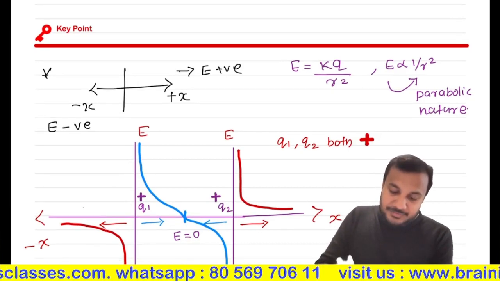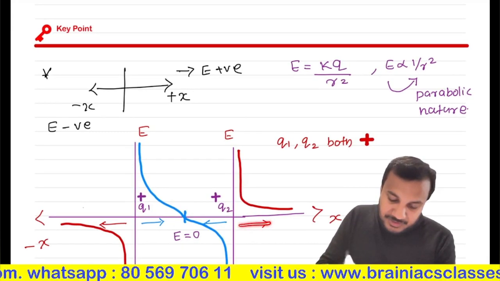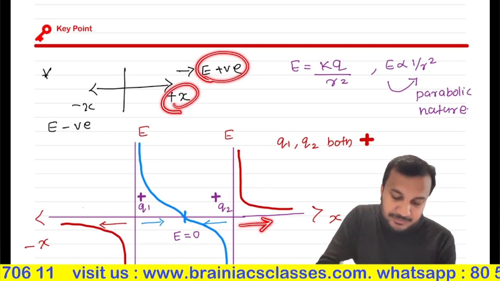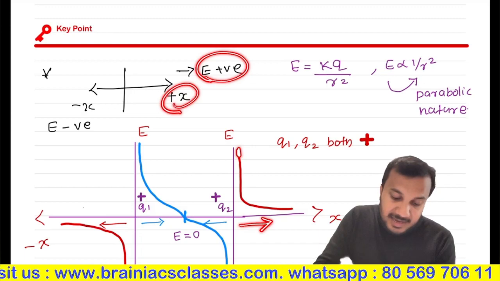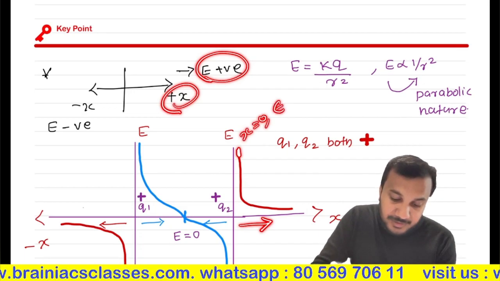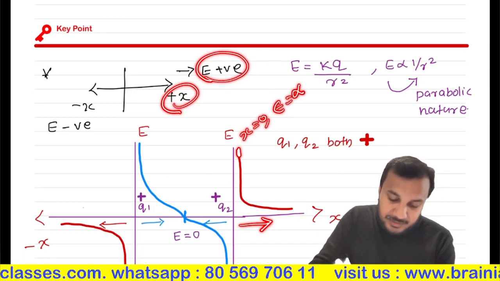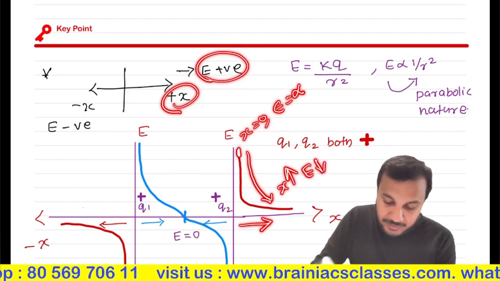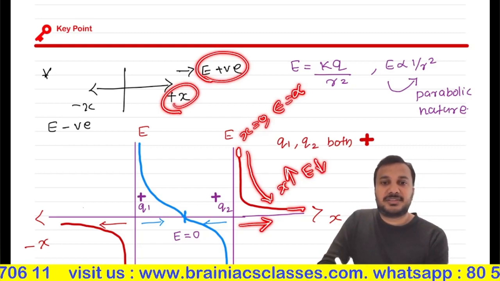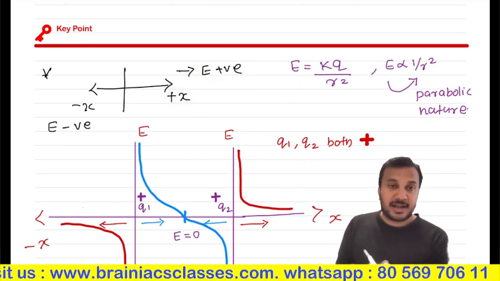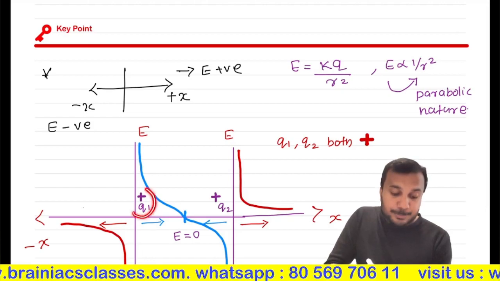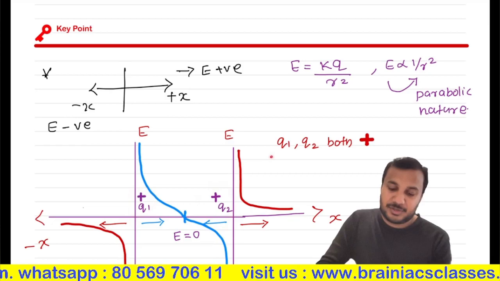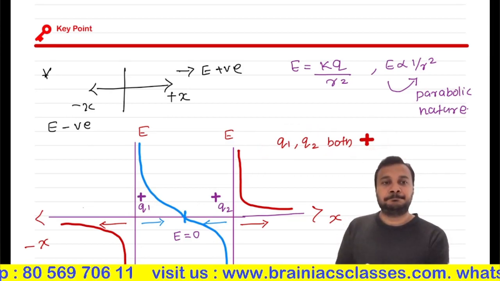Now we look at the left side. Here for this charge, electric field lines are going right side. Right side means electric field is positive, positive x direction. At x equal to 0, electric field equals infinity. Now what will happen? As x increases, electric field reduces towards the left side. So this is the graph for Q1 positive and Q2 positive. Both are positive.